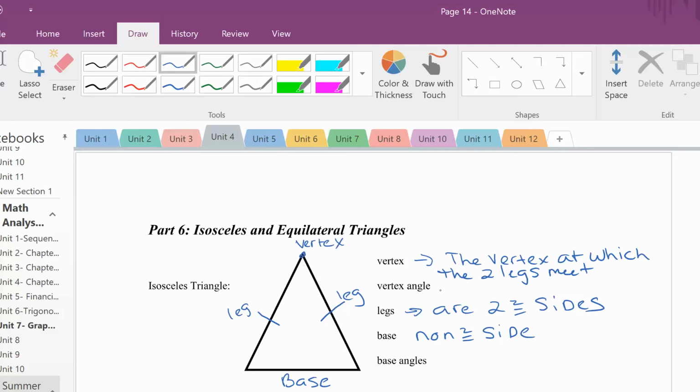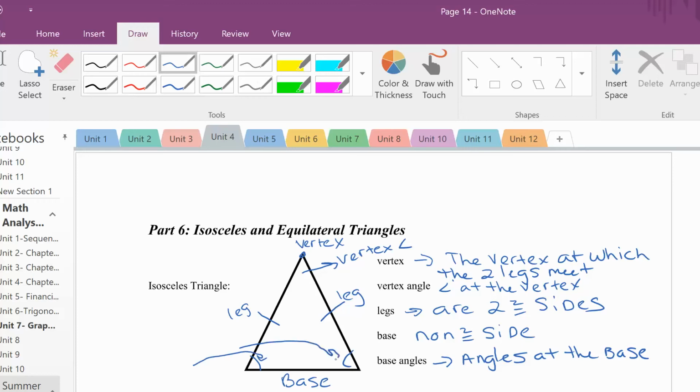The vertex angle is the angle at the vertex. So in this case, this would be the vertex angle right here. The base angles are the angles at the base, which are right here and right here. So these are the base angles.